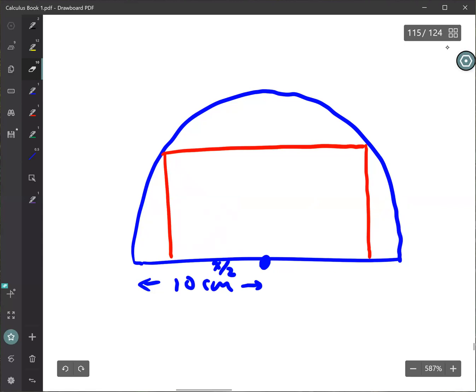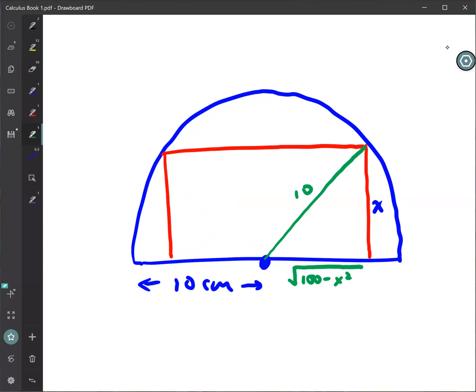So I'm going to choose this to be x. Right, and then draw the radius. Everywhere you draw should be 10. So then this part will be the square root of 100 minus x squared. Okay, if you understand the setup here, can you raise your hand?